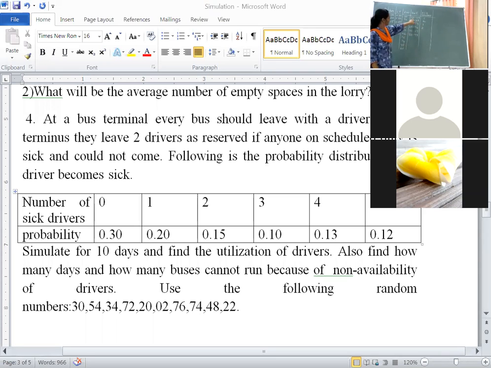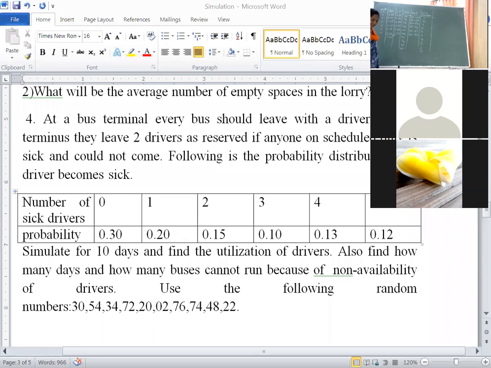Then 20 lies in this particular class interval. Number of sick drivers is 0. Then 02 also lies in the same interval. Number of sick drivers 0. Then 76 lies in this class interval. Number of sick drivers is 4. Then 74 lies in this class interval. Number of sick drivers is 3. Then 48 lies in this class interval, 1. 22 lies in this class interval. The last value is 0.